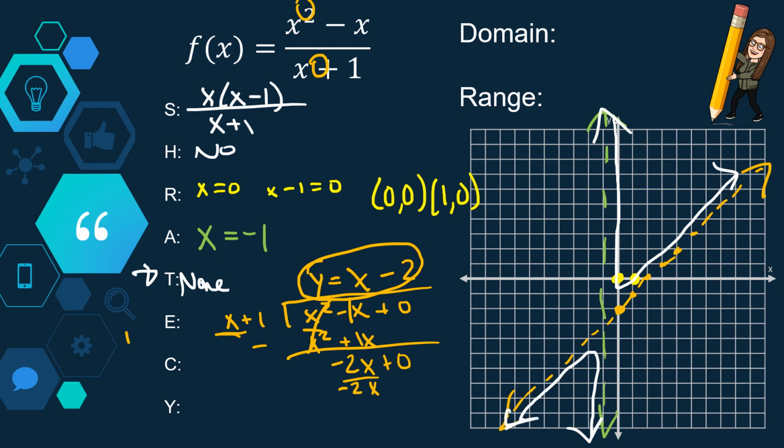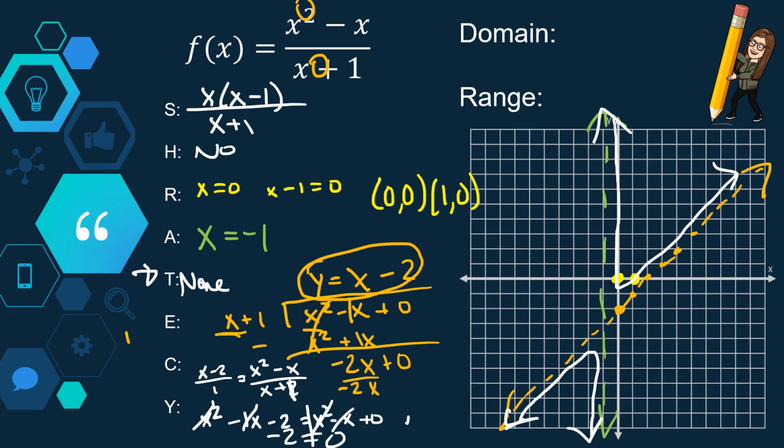Crosses. I don't think I cross, so let's prove it. If I take my previous answer over 1 and I set it equal to the original function, oops, plus 1, sorry. If I cross multiply, I'm going to have to FOIL. X minus 2 times x plus 1. I'm going to FOIL that in my head, all right? That's going to get me a minus 1x. That's going to get me a minus 2 equals x squared minus x plus 0. Okay, so everything is still canceling, right? -2 does not equal 0. No crosses.